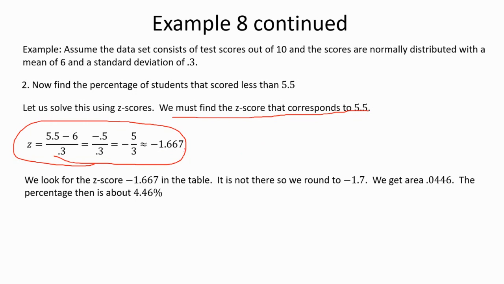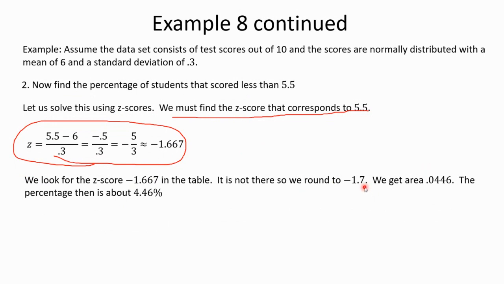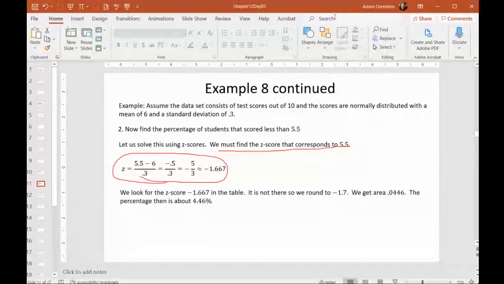So you would have to go back to the table. Just like with the previous part, negative 1.667 is not in the table. If you look at the table in front of you, which I emailed to you in the textbook chapter 12 PDF document, you would round it to negative 1.7, and there you would get 0.0446. Let me show you. I didn't want to keep bouncing back and forth and sharing, but I guess I have to, so let me do that.